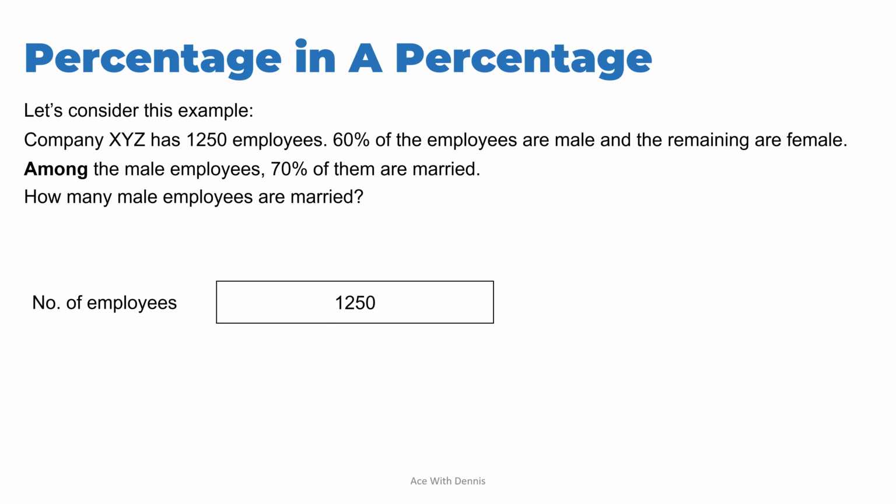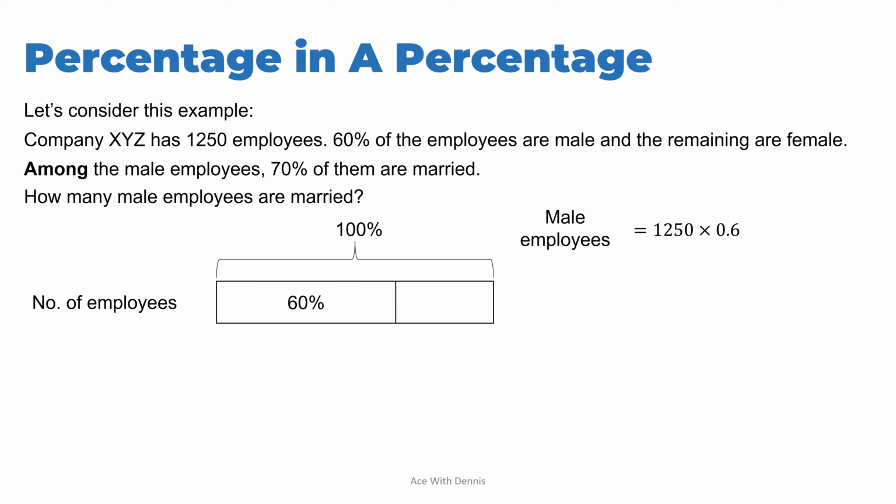So to understand this situation, we can use bar model, right? So given that there are 1,250 employees in this company, so this is our reference quantity. It is assumed to be 100%. Okay, 60% of them are male employees. So to calculate the male employees, it is just 1,250 times 0.6, and the answer is 750 male employees.